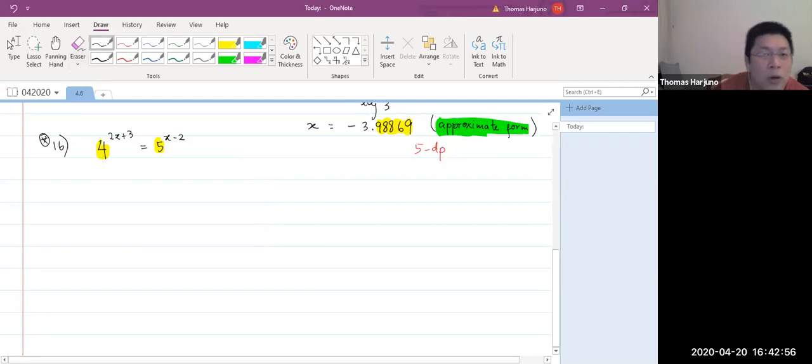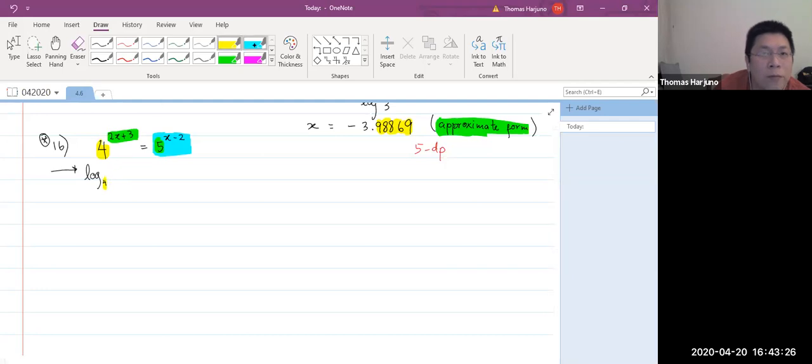How to do that in base 4? I will see it in the following way. I will see this 4 as my base, take this 2x plus 3 as my exponent, and this 5 to the x minus 2 is my argument. So when I change it into base 4, this will be log base 4 of the argument 5 to the x minus 2 equals the exponent.